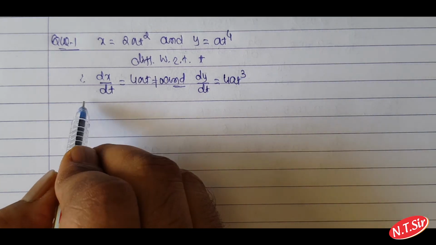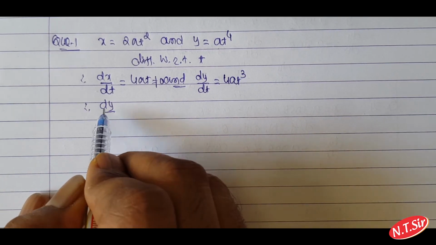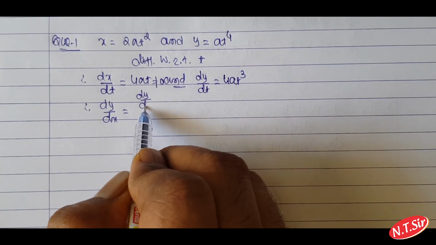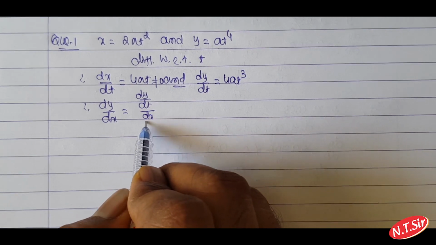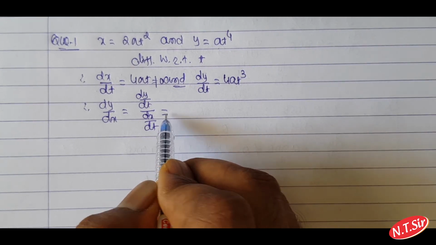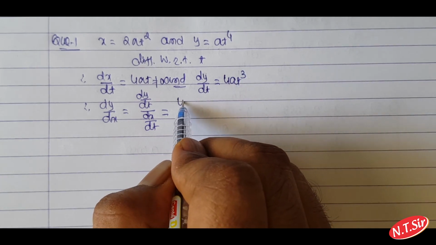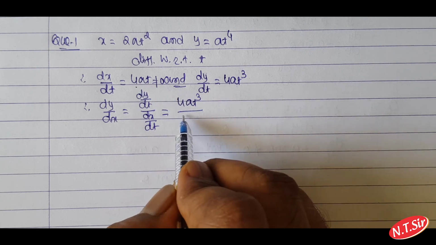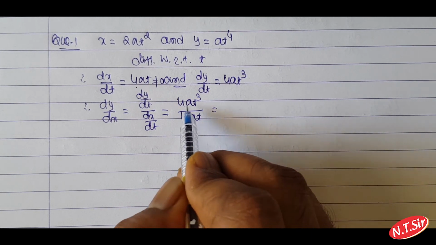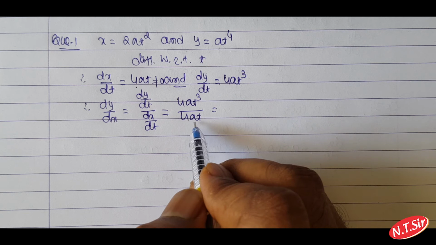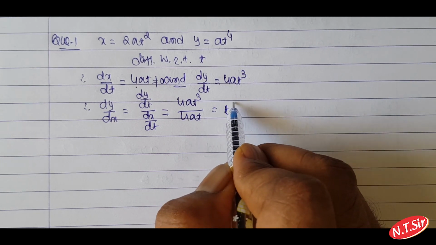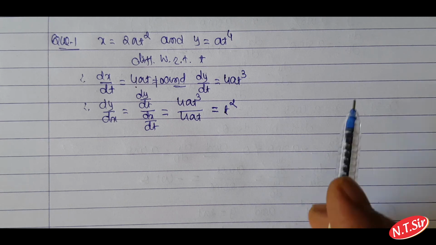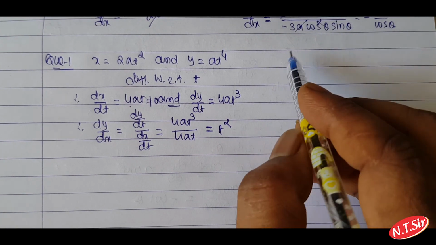So final answer will be dy by dx, that is dy by dt upon dx by dt. So now dy by dt is 4at cube upon dx by dt is 4at. So 4a cancels. So final answer will be t square. Got it? Now question number 2, मैं यहाँ ही कर देता हूँ.